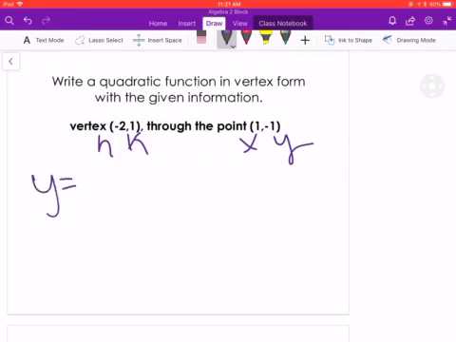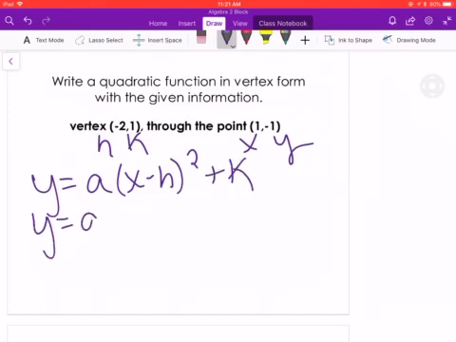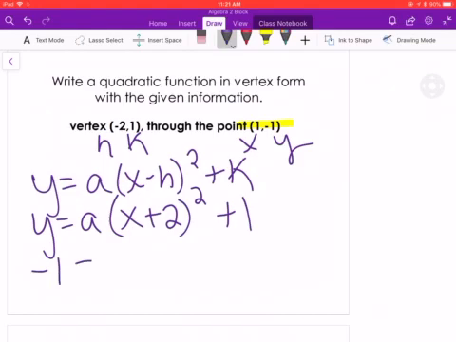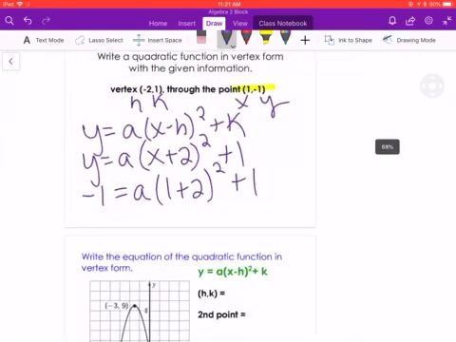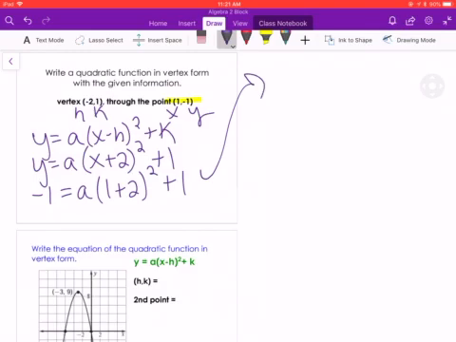So first, the general form of vertex is a(x minus h) squared plus k. So I'm going to start by just plugging in my vertex. It's going to be x minus -2, so plus 2 squared plus 1. Then I have this point for x and y over here, so I'm going to plug that -1 in for y, and I'm going to plug in 1 for x. And you do have to be a little bit careful when you're solving for this one.